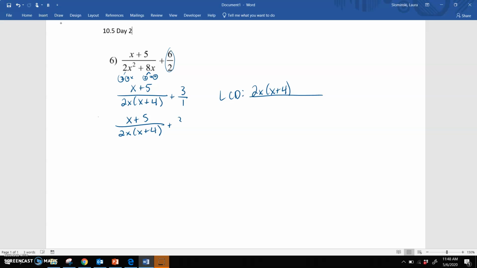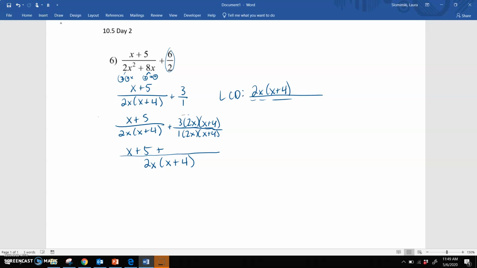The second fraction, on the other hand, has nothing from the LCD, so I must multiply the entire bottom by everything in that LCD, which means I also must multiply the top times the 2x and the x plus 4. Now I can combine them as one fraction with the denominator of 2x times x plus 4. They have that common denominator. I keep the x plus 5, but now I add it to these three things times each other.